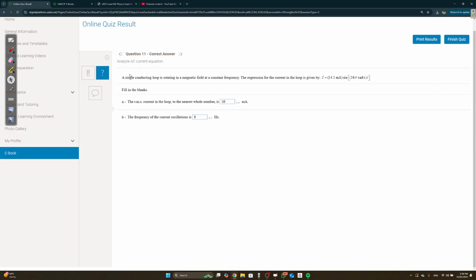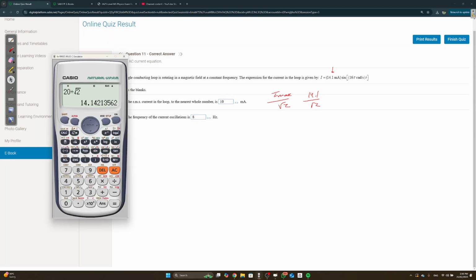Question 11. A single conducting loop is rotating in a magnetic field at a constant frequency. The expression is this. What is the RMS current, and what is the frequency of the current oscillations? Okay, how do you find RMS? It's just I_max over root 2, right? What's I_max here? 14.1. Divide 14.1 by root 2. You're going to get how much? Let's see, 14.1 divided by root 2 is 9.2, and to the nearest whole number, 10.